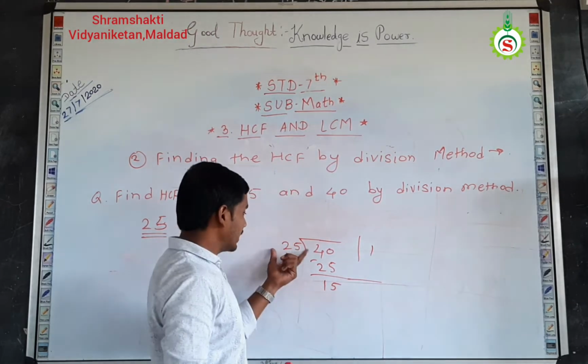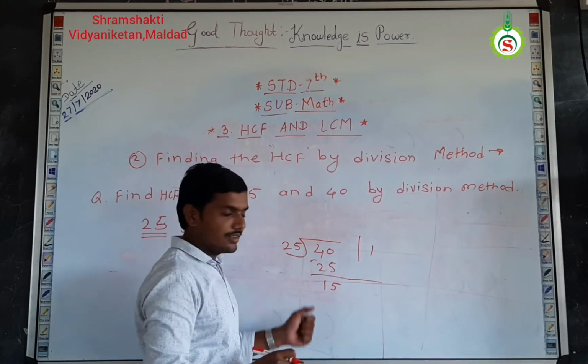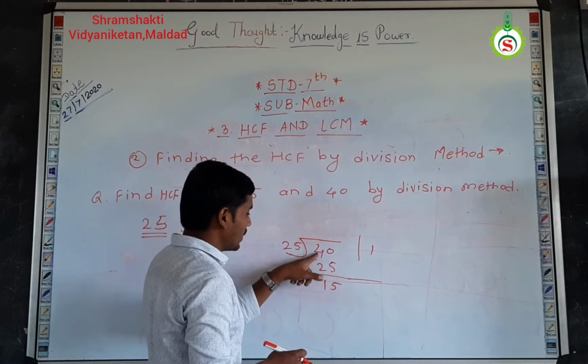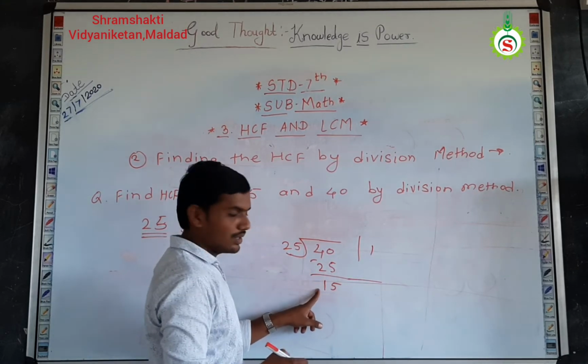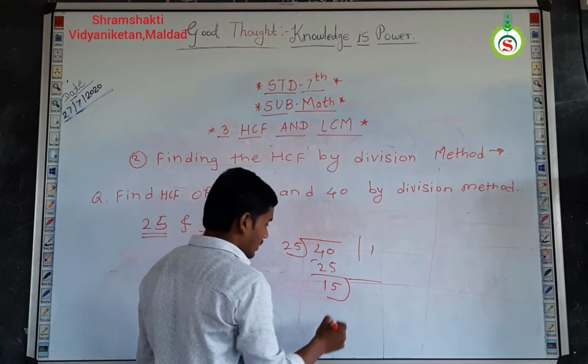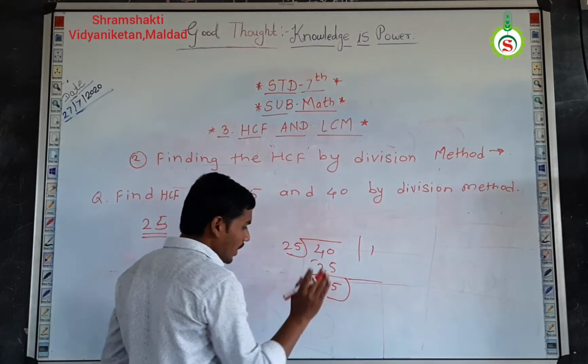Now next thing. First step what I have done? I have taken 40 division and 25 division. So 40 divided by 25. So 25 ones are 25. 40 minus 25 is 15. Now again I have to take the division. Okay. Now that 15 is remainder.